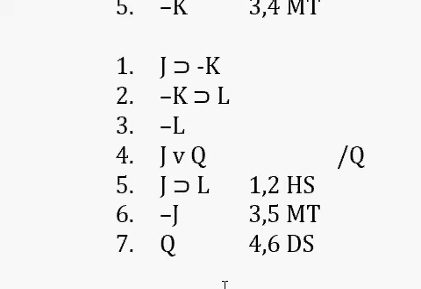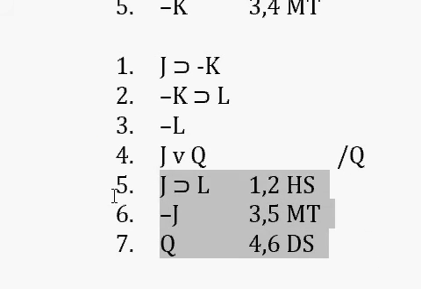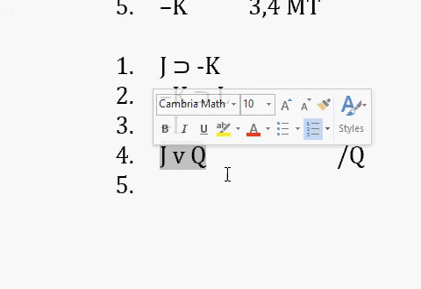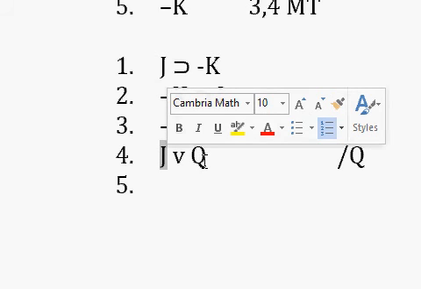One of the ways to start is to ask, how am I going to prove that Q is true? Without seeing all the answers, you've got to figure out how to do it. The first thing you might do is say, you have Q as part of a disjunctive statement, J wedge Q. If I knew bar J, then I would be able to say that Q is true.